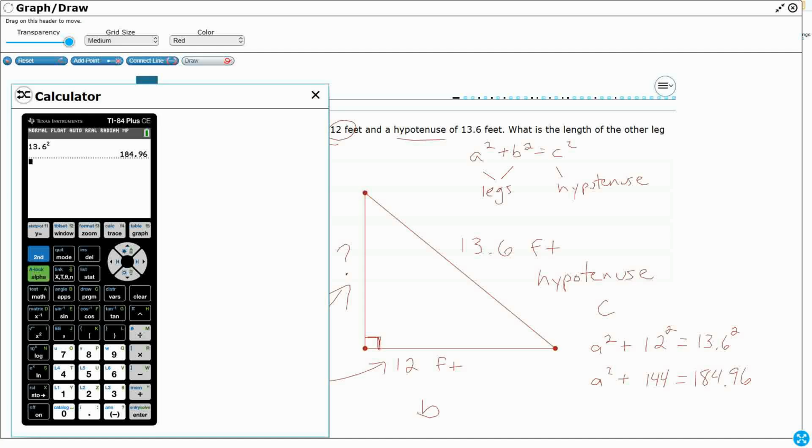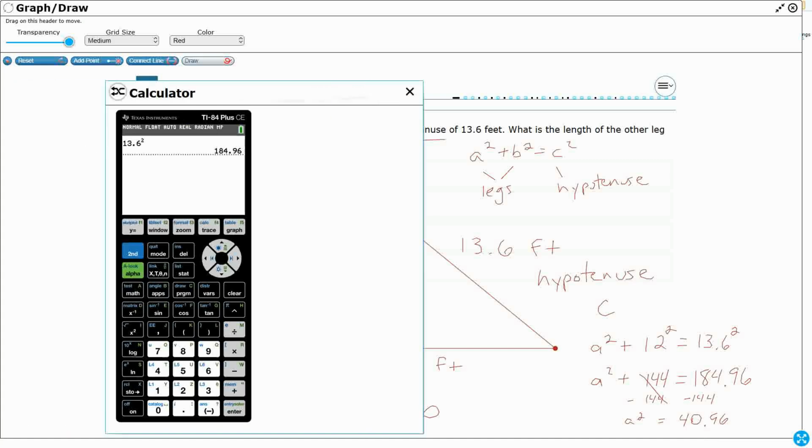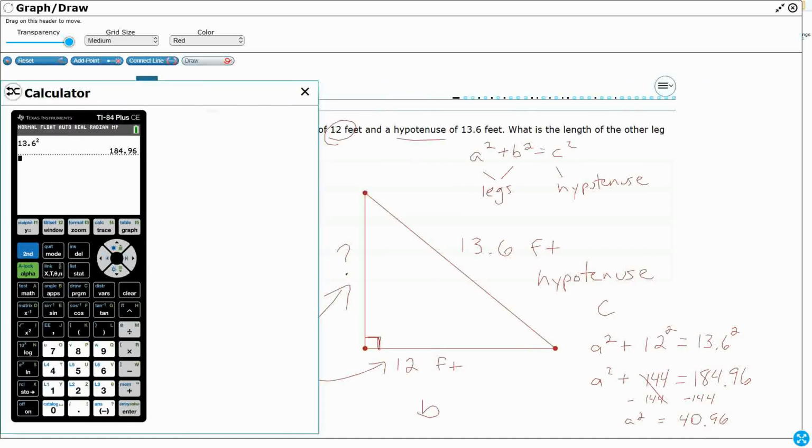All right, so let's use the subtraction property of equality. Let's subtract 144 from both sides of the equation, right? And that's going to be 0. So that's going to get us A squared equals, what is that going to be? 40.96. Now, 40.96 is not an answer because we haven't found A yet. What we found is A squared.